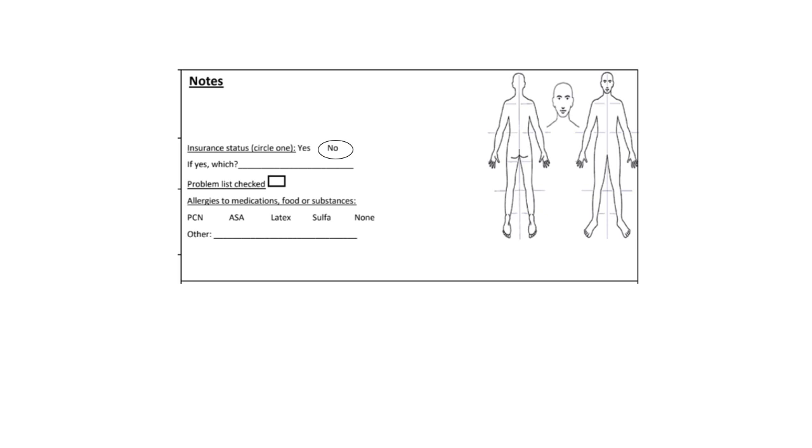Next, we are going to make sure that we check the problem list. You should do this before you see the patient so you can be familiar with their medical history. So again, you are a good volunteer. You looked at their problem list or their medical history, so you can check that box. And then we're going to ask the patient if they have any allergies to any medications, food, or substances. And this patient says, yes, I have an allergy to sulfa, so you will circle sulfa. If they say, oh, I have an allergy to bee stings, you would write bee venom here, etc.